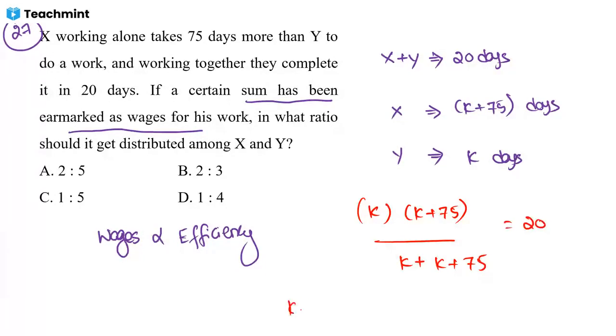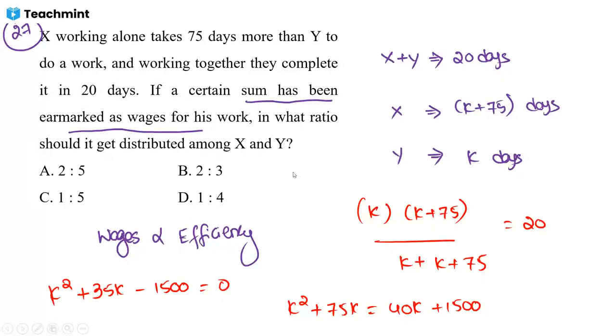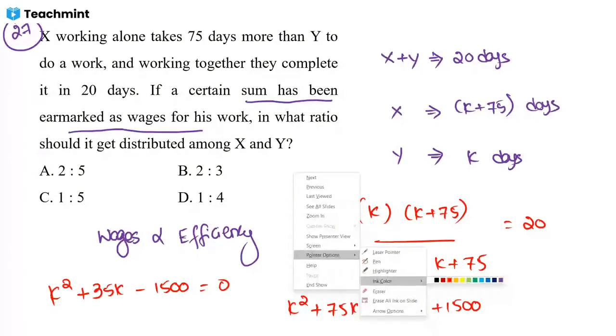So here K square plus 75K is 20 into 2K, that is 40K, and 20 into 75 is 1500. Now I got a quadratic equation: K square plus 35K minus 1500 must be equal to 0. So we need to find the K value, and K must be positive, because the number of days is not negative. We have to solve this quadratic equation.